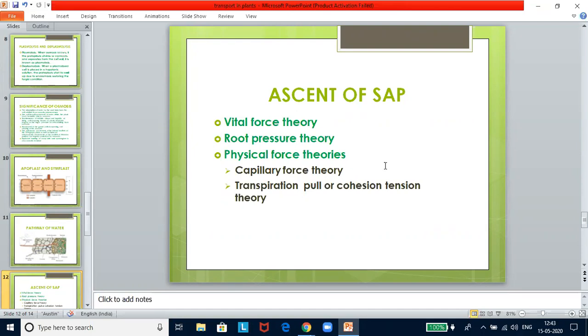has been rarely observed. Now let us look into physical force theories. Capillary force theory was proposed by Boehm. According to this theory, capillary force of vessels and tracheids is responsible for ascent of sap. Next is transpiration pull or cohesion tension theory. This theory was proposed by Dixon and Joly. Water molecules being held by hydrogen bonds between them form a compact water column, and a large tension is required to break a column of water.